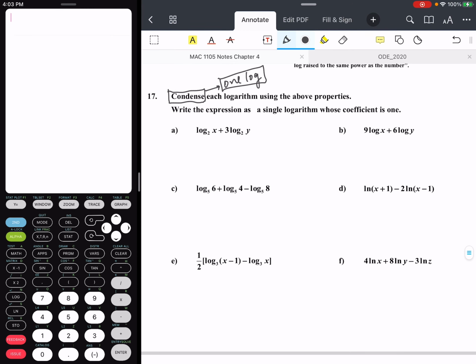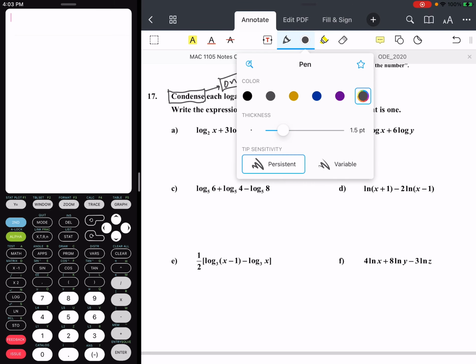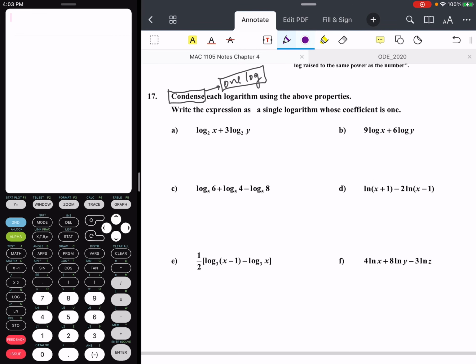All right, so looking at 17 part A, let's see a few examples of this. So it says write the expression as a single logarithm whose coefficient is 1. So that just means apply the power rule. All right, so in A, we have log base 2 of x plus 3 log base 2 of y. So I see that we have a sum here, so I'm going to be using the product rule, right? But before I do that, I also see that I have this 3 out in front. So I need to pull that up into the exponent using the power rule.